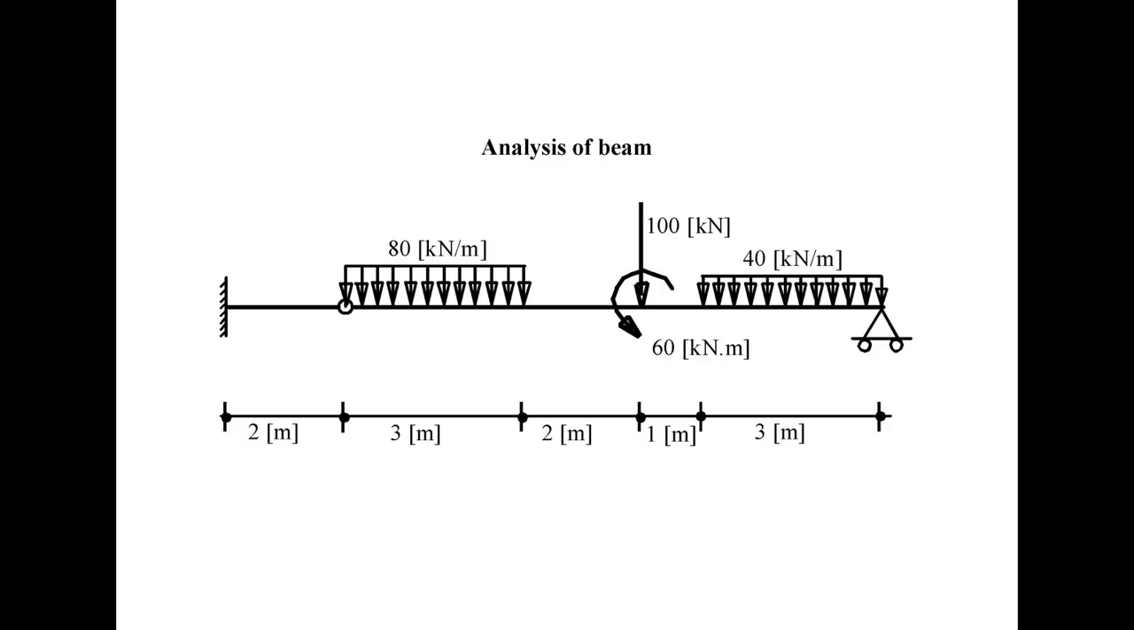Analysis of beam. An example of analyzing a beam is selected to illustrate some features of ELPLA for analyzing beams. All beam members have a cross-section dimension of 0.2 meter by 0.5 meter height. Geometry of the beam and loads are shown.